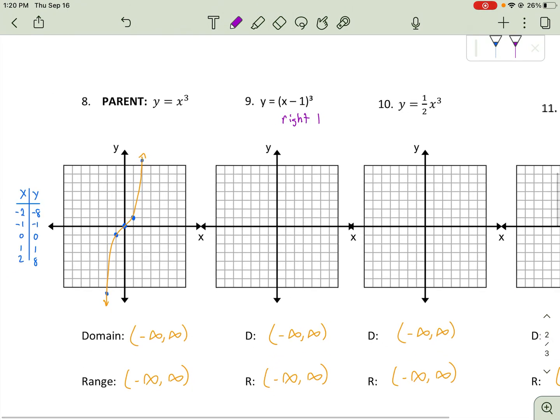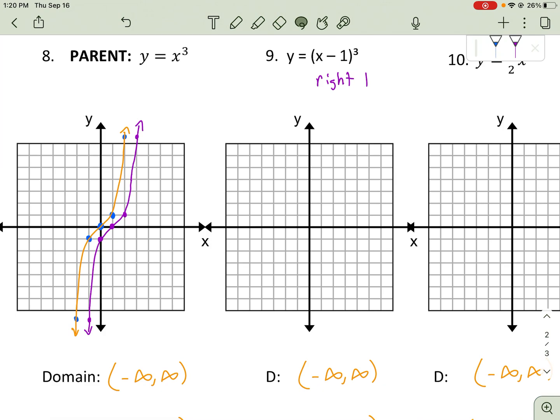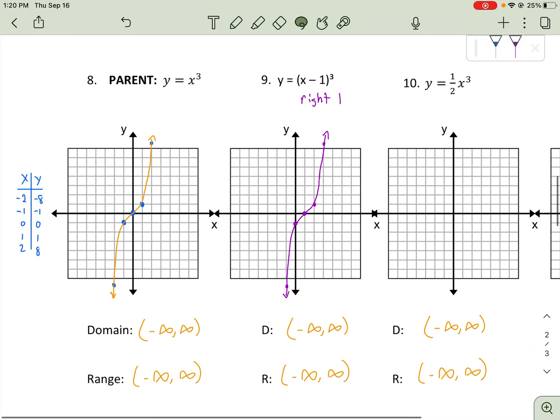So we take our points from the parent function and we move them right 1. So this one's going to be here, like this guy is going to be moved over 1. That one's moved over 1. This is moved over 1, moved over 1, and moved over 1. So it's going to look like the exact same graph, just moved to the right 1. Like that. Easy enough, hopefully. So that's going to be right there when I put it on the same grid, or its own grid.